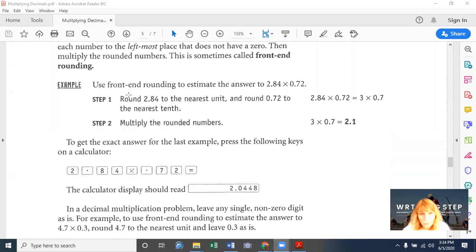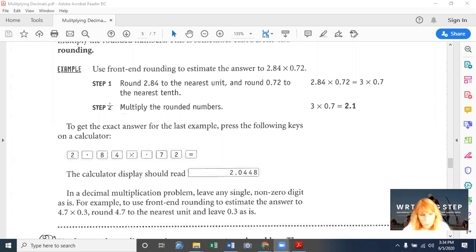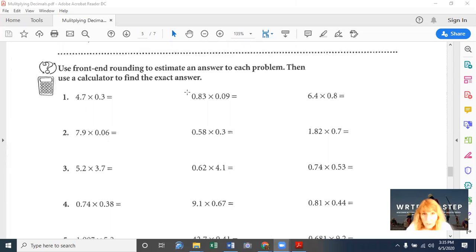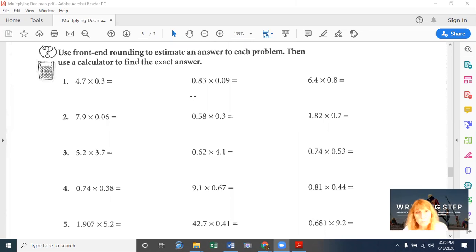When you're rounding with front-end estimation, you're going to go to the number that is the nearest unit. So in our case here, this 2.84, we're going to round to the 2, and we're going to round this 0.72 to the 7 and go to the nearest unit. So let's give that a try. What they want you to do on this part is use front-end estimation first and then use a calculator to find the exact answer. Well, we're not going to do the calculator part because you can do that part at home, but we are going to show you how to use estimation.